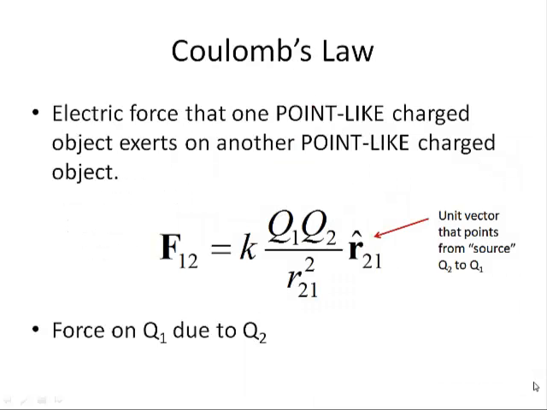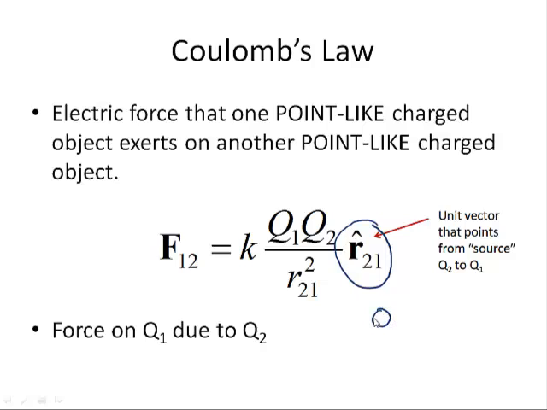What we will be studying for a while is Coulomb's law. Coulomb's law defines the electric force that one point-like charged object exerts on another point-like charged object. The vector equation is given in this format. F, the force on Q1 due to Q2, is equal to K Q1 Q2 over R squared. And you'll notice a little addition this time at the end, which is R hat from 2 to 1. This actually gives the direction of the vector.